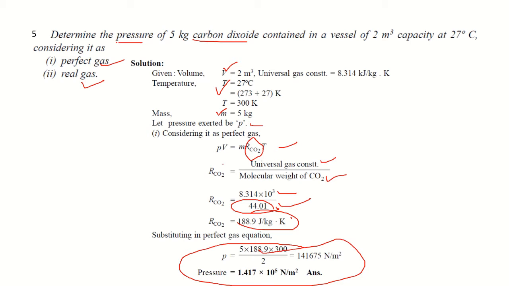value. Please remember that this is not air, so that's why R_CO2. It's the molecular weight, you can just take 12 plus 32, that is 44. Okay. So determine the pressure. So you got the pressure value, considering it as a perfect gas. So I have done this. Now we have to consider it as a real gas and do it.